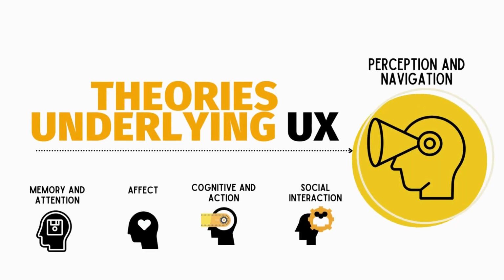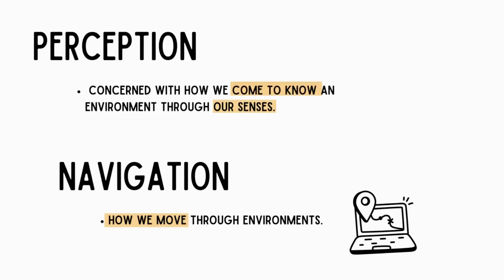I will be discussing two theories underlying user experience: perception and navigation. Perception and navigation are two important abilities that people possess. Perception is concerned with how we come to know an environment through our senses. Navigation is concerned with how we move through environments.